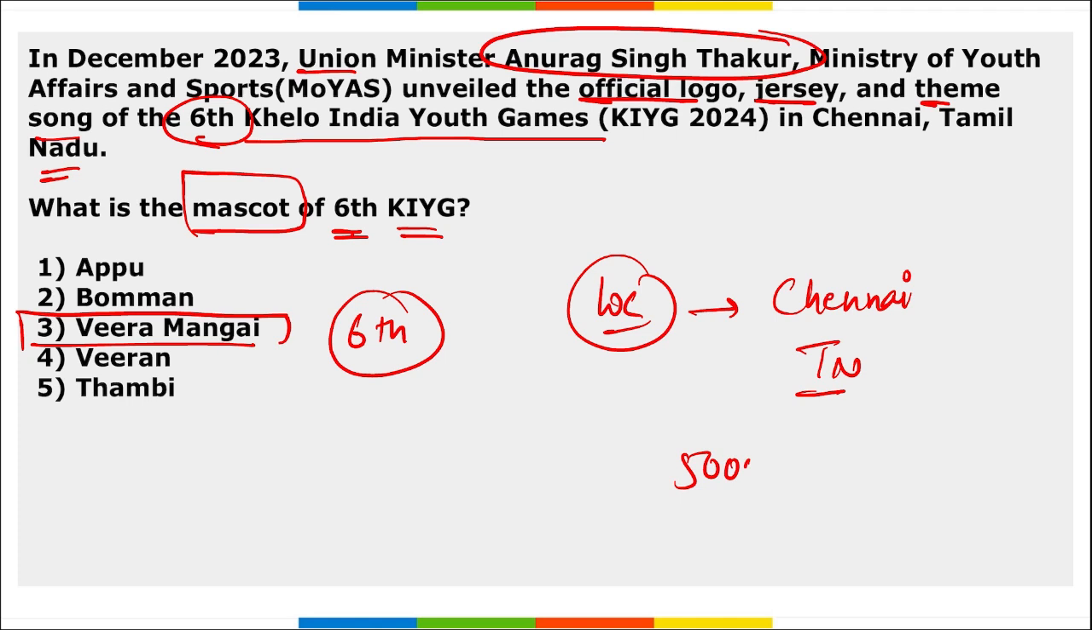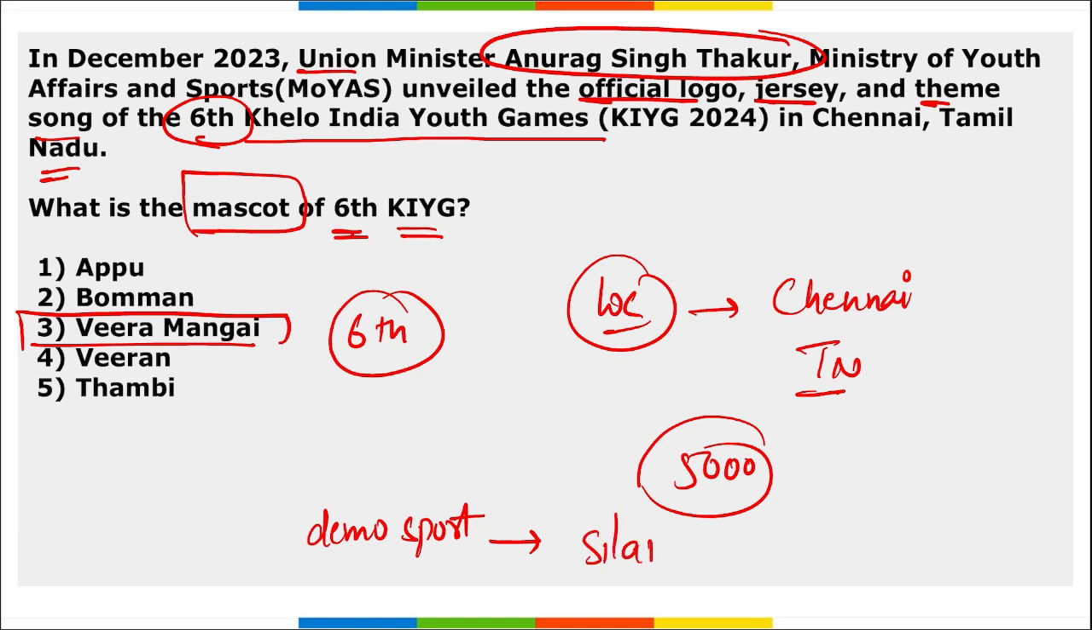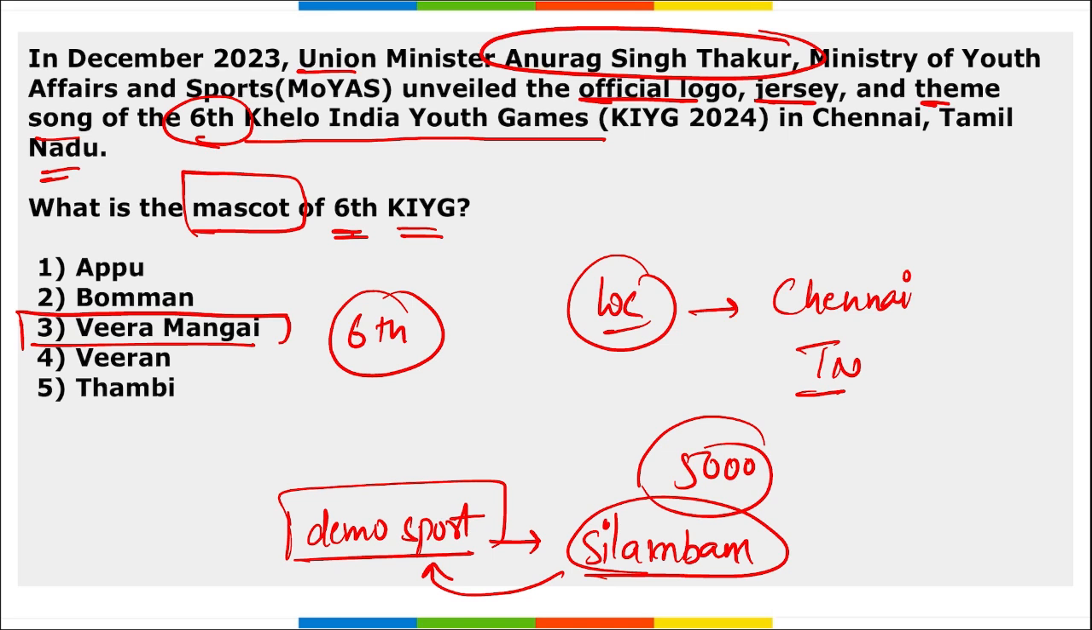Correct? More than 5,000 athletes from all over the country will be participating in this game, right? And remember, a form of Indian martial arts has been included as a demo sport here. As a demo sport has been included, that is Silambam, right? Silambam. This is the name of the Indian martial art form, correct? That was included as a demo sport in this Khelo India Youth Games. That is the 6th edition of the Khelo India Youth Games.